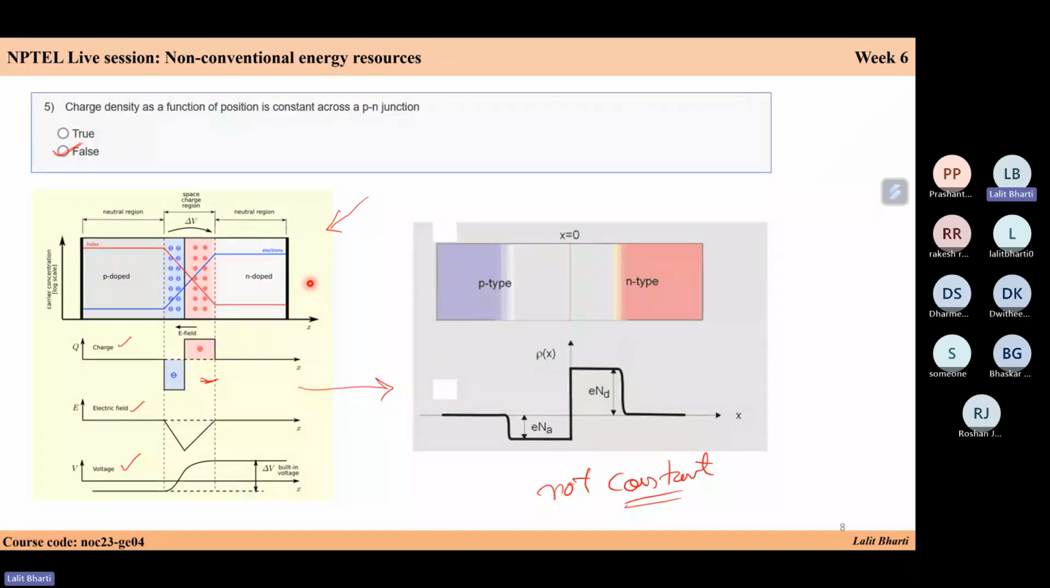Then we go to our fifth question. It says charge density as a function of position is constant across PN junctions. I guess this type of question we also saw in the last class. It asks about the charge density as a function of position. So this is your PN junction, and you can understand the different types of distribution. This is the distribution of charge.